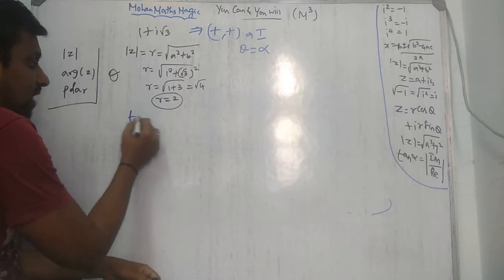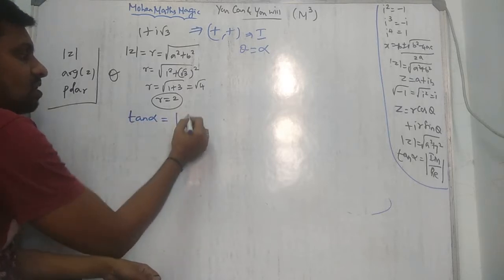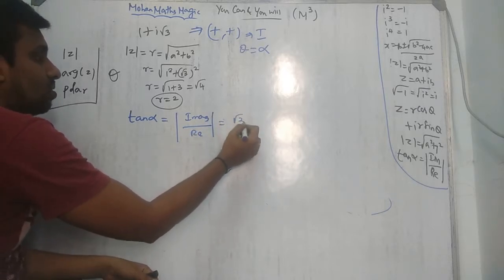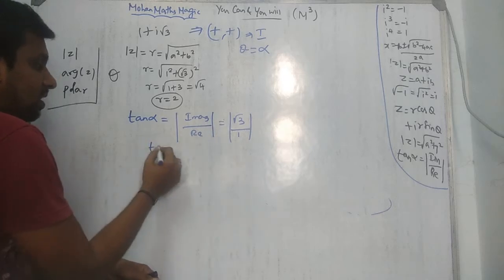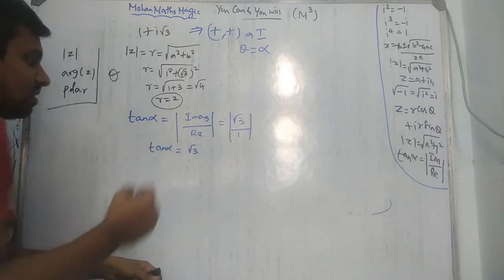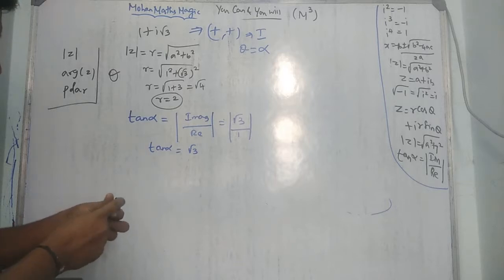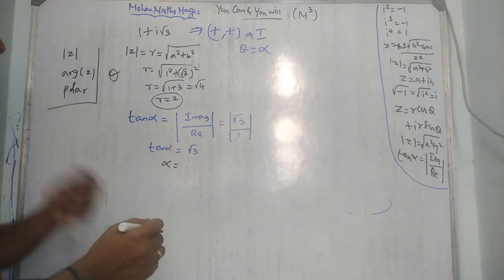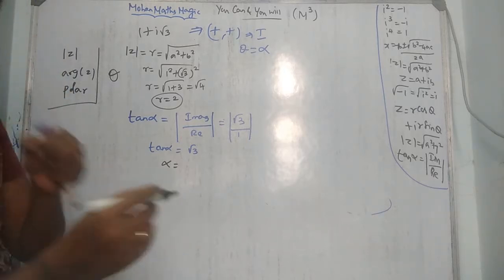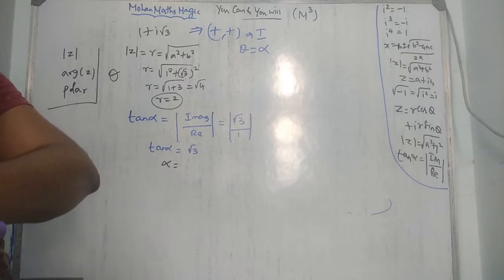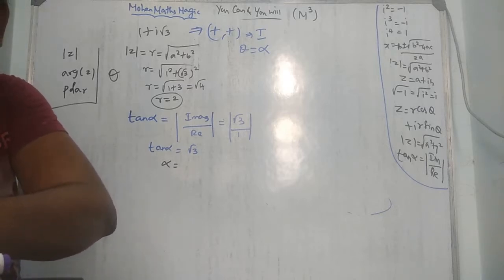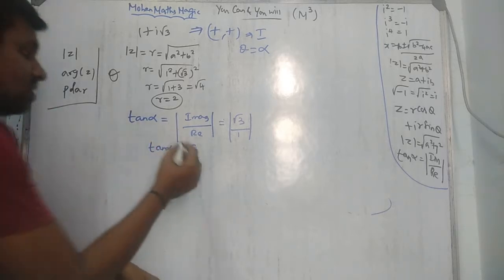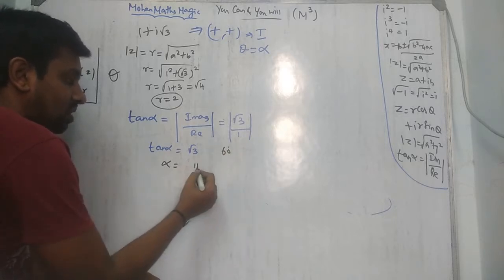Next I have to move on to tan alpha. So tan alpha in the modulus is imaginary part by real part. Imaginary part is root 3, real part is 1. So tan alpha equal to root 3. Then alpha equal to what will come? In tan, for which degree will root 3 come? So pi by 3, 60 degree. 60 degree is pi by 3.